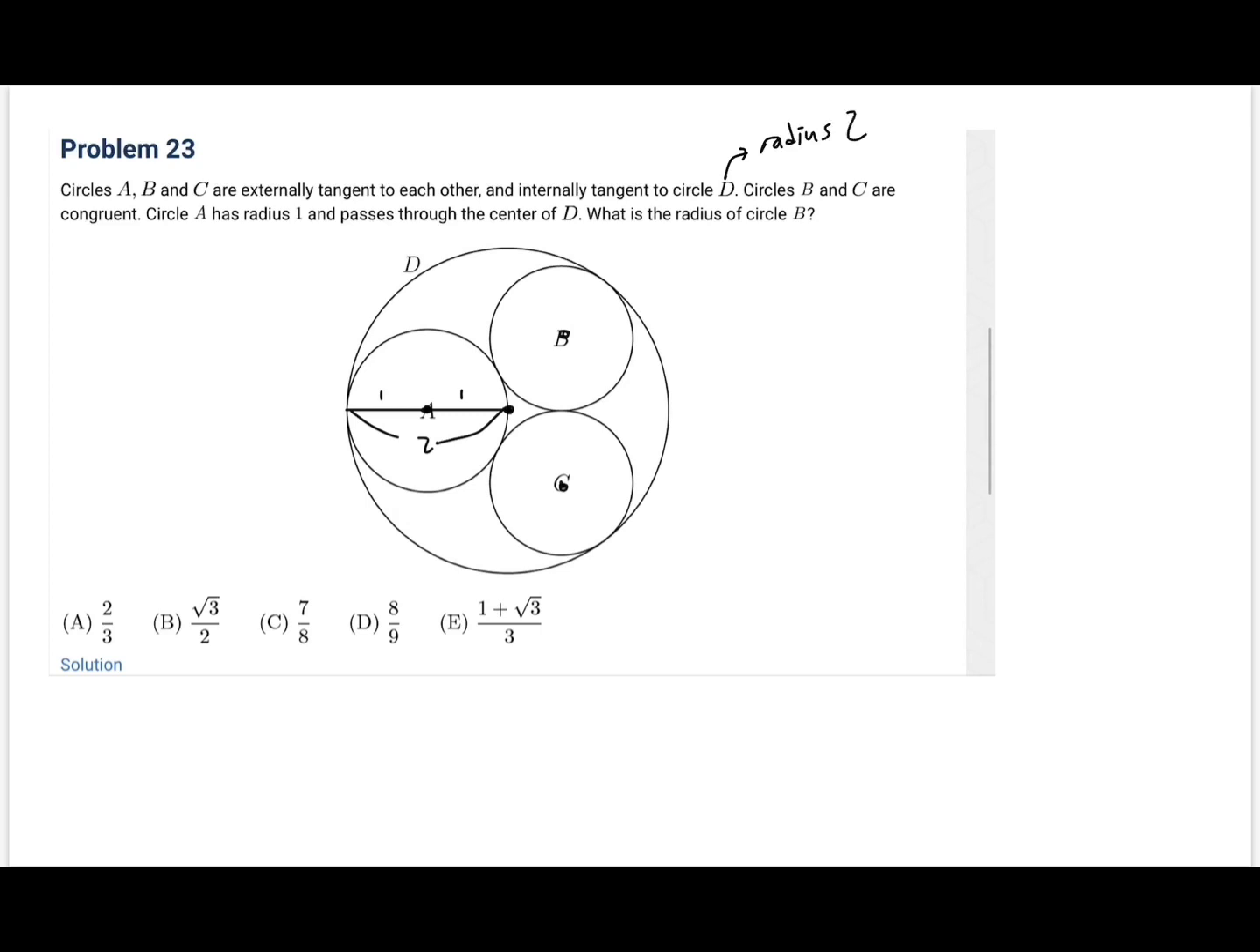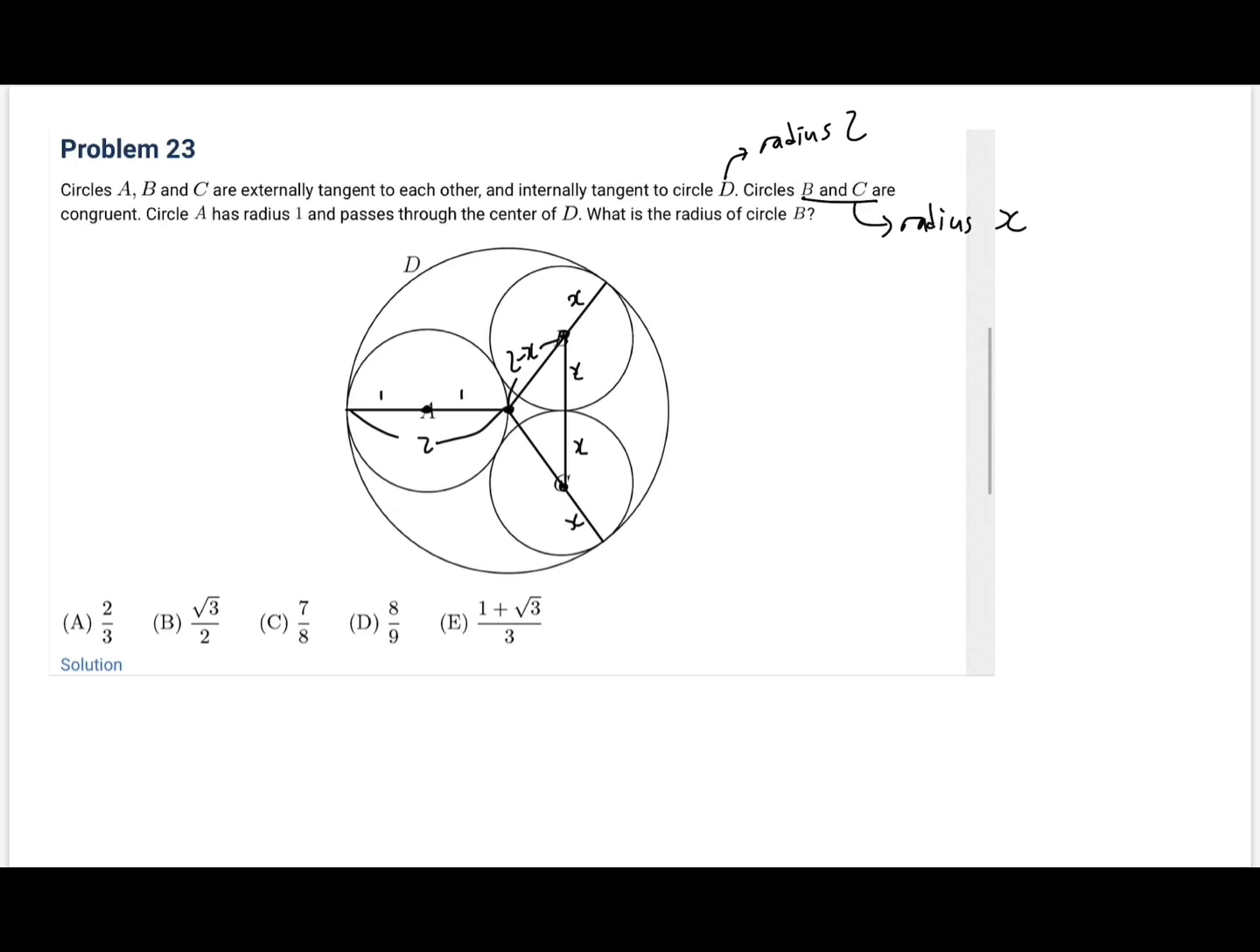Let's say like that. If we connect that, and if we connect this right here, and let's connect these two, and then if the circles B and C have radius of x, then this would be x, this would be x, this would also be x, and this will be 2 minus x, right, since the radius of D is 2. So internally tangent to circle D, yeah.